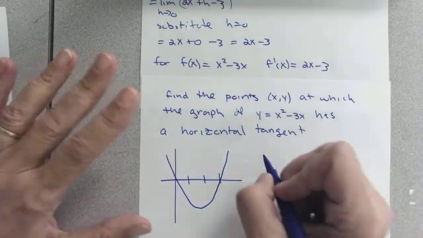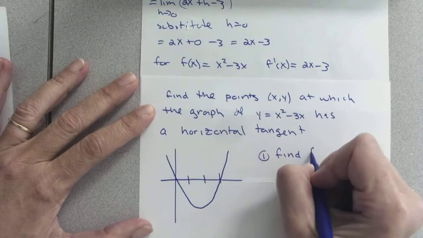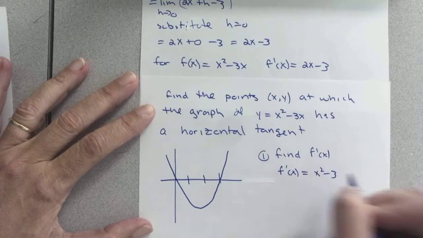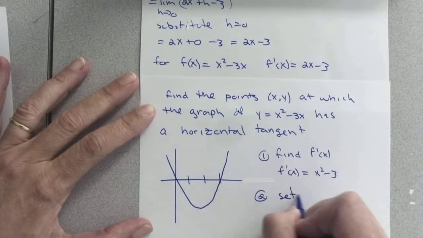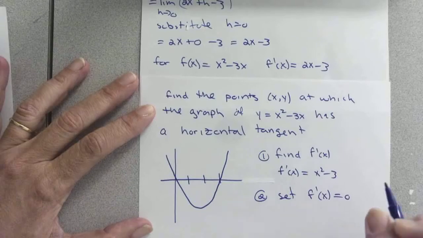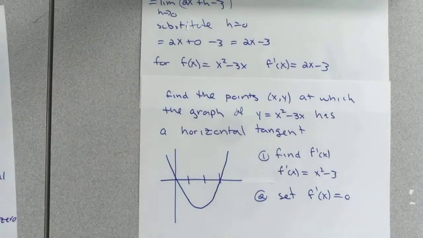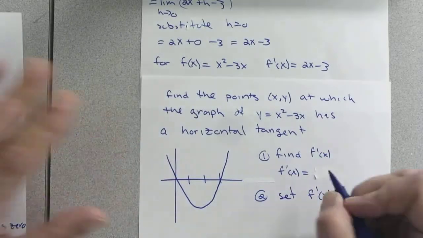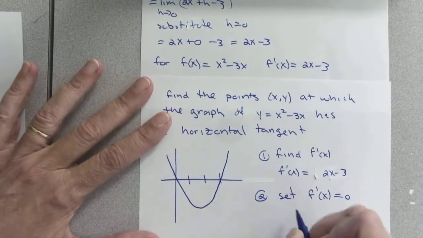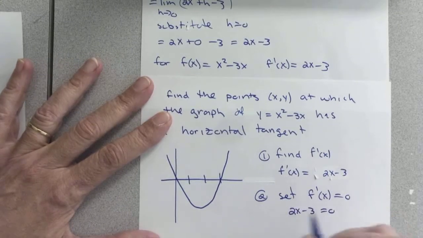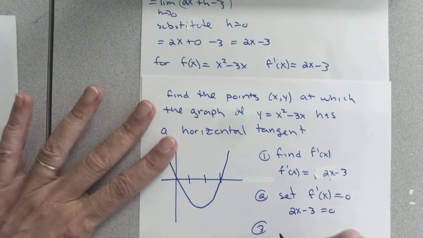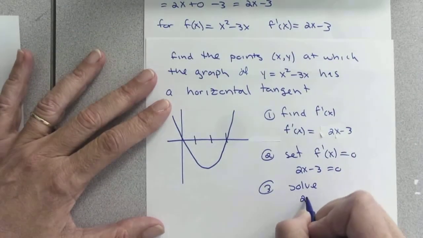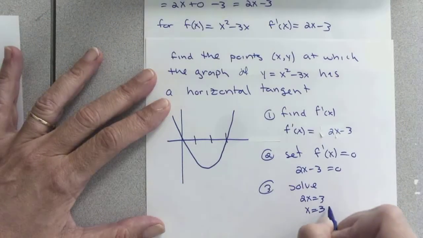We said, 1, find f prime of x. We did that. F prime of x equals x squared minus 3. 2, set f prime of x equal to 0. No, that wasn't what f prime of x equals. Sorry about that. F prime of x was 2x minus 3. Then set f prime of x equal to 0. And 3, solve. And so without too much fuss, we get 2x equals 3, x equals 3 halves.